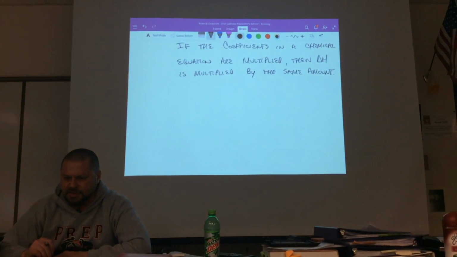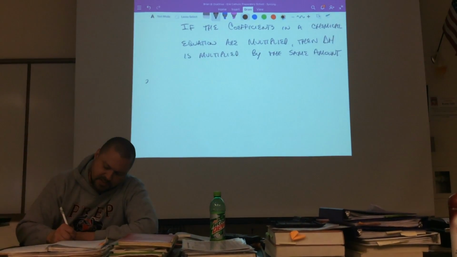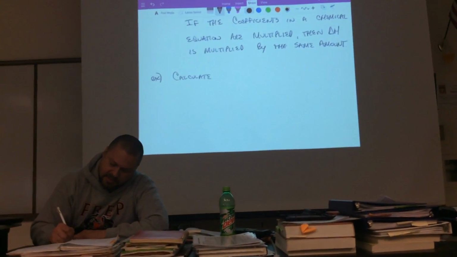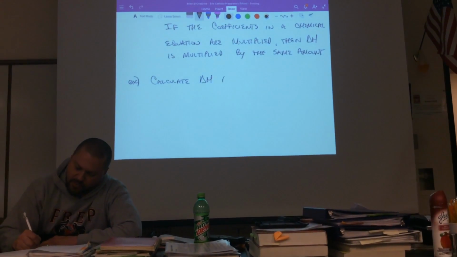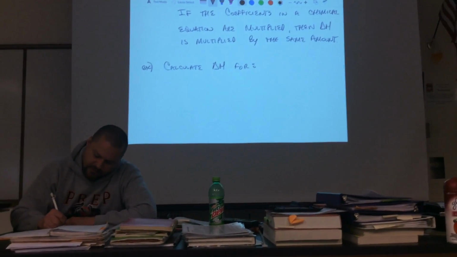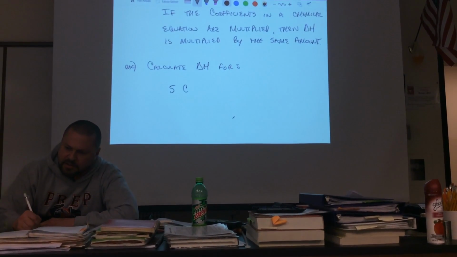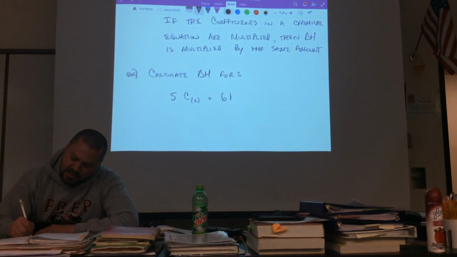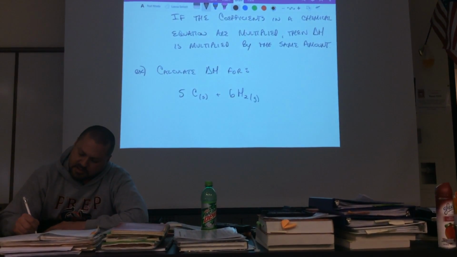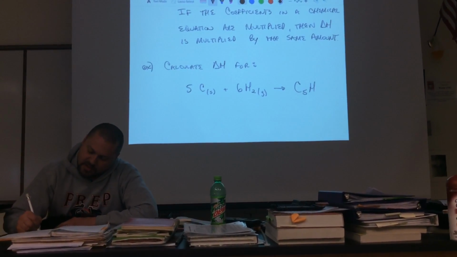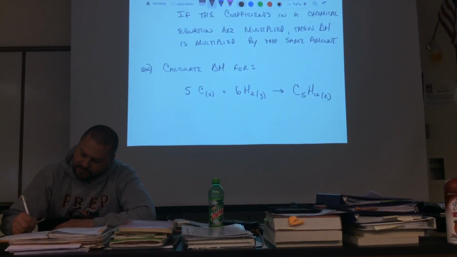Okay, so we'll do an example. Example: calculate delta H for the following reaction. 5 C (solid) plus 6 H2 (gas) yields C5H12 (liquid).